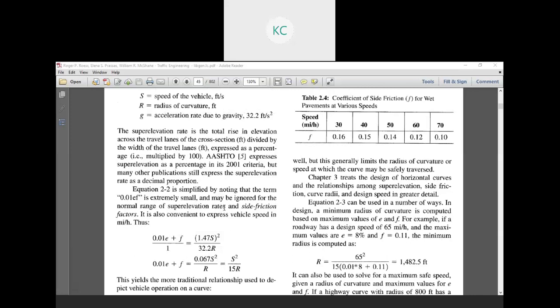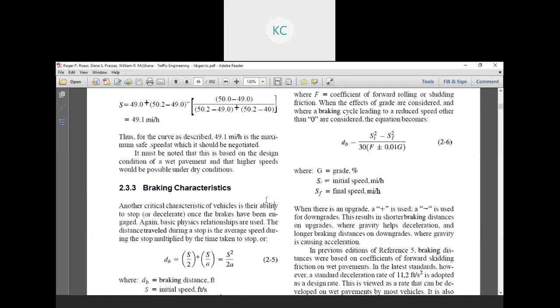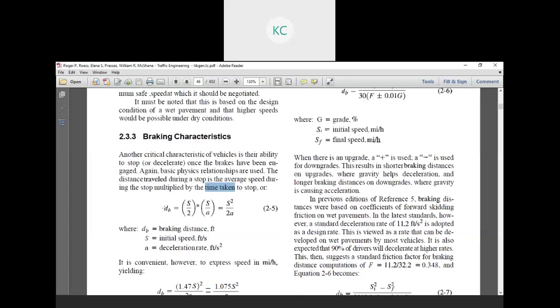In the previous lecture, we were discussing the braking characteristic of a particular vehicle. Another critical characteristic of a vehicle is the ability to stop once the brakes have been engaged. Other basic physics relationships are used. The distance traveled during a stop is the average speed during the stop multiplied by the time taken to stop. So the equation is dv is equal to s by 2 into s by a, which is s square by 2a, where s is the initial speed and a is the acceleration rate.